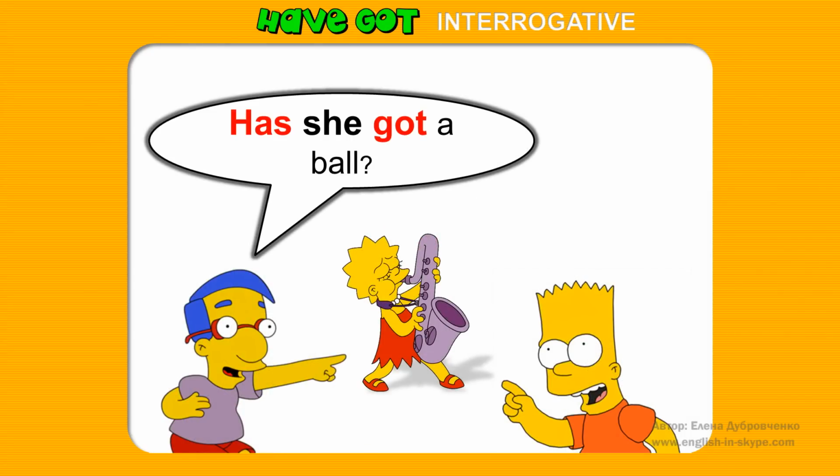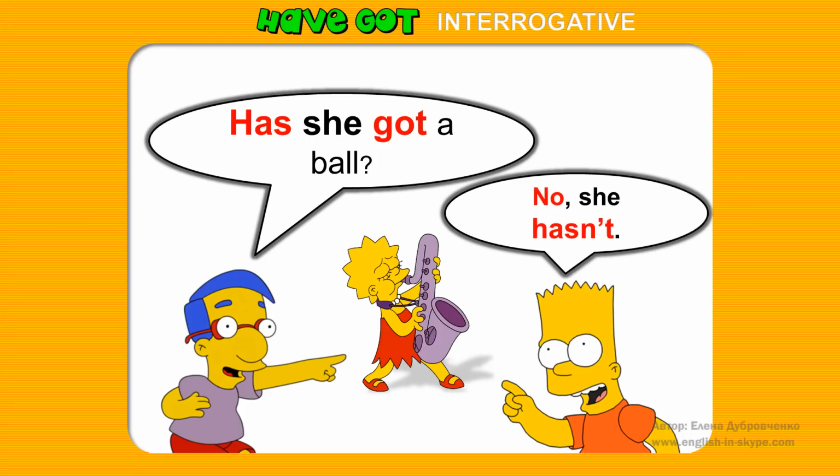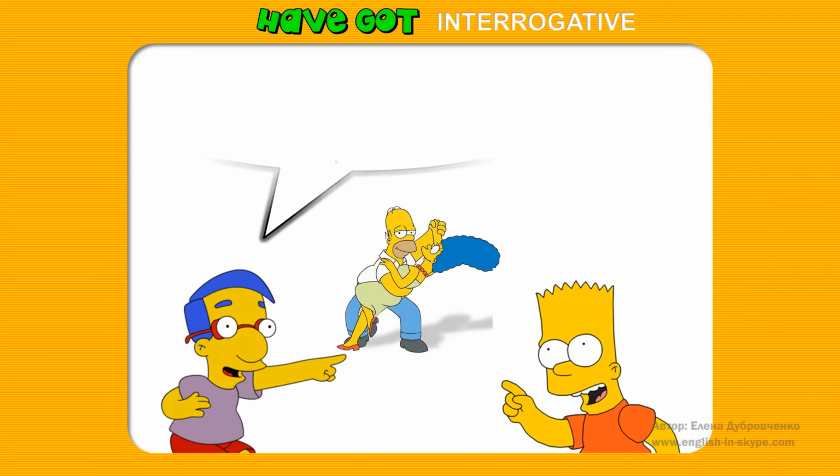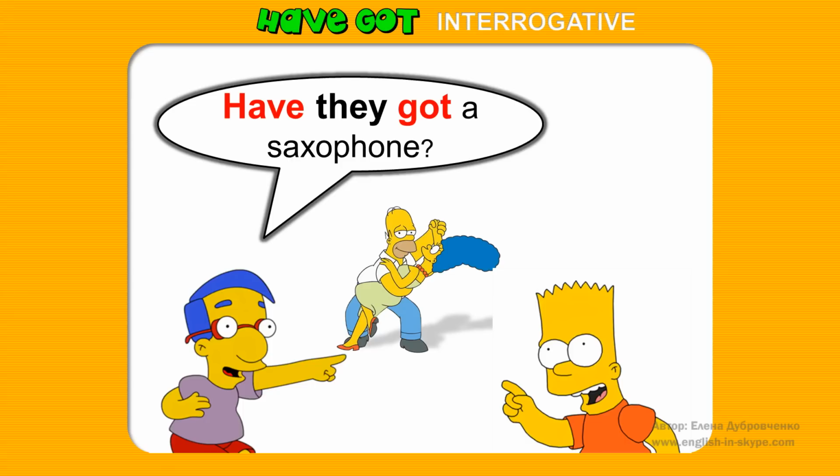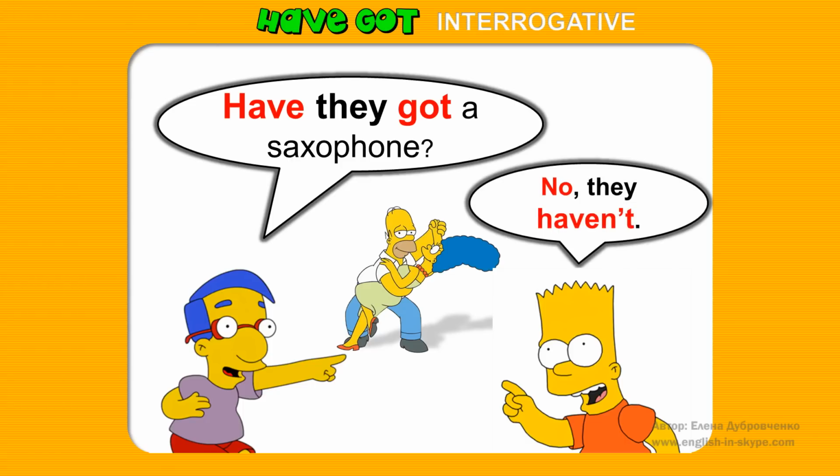Has she got a ball? No, she hasn't. У нее есть мяч? Нет, нету. Have they got a saxophone? No, they haven't. У них есть саксофон? Нет, нету.